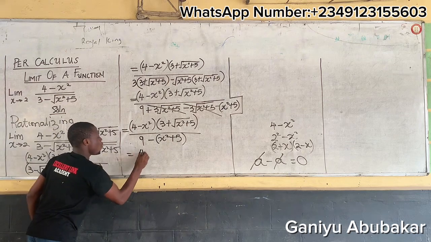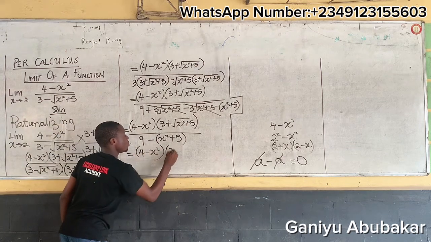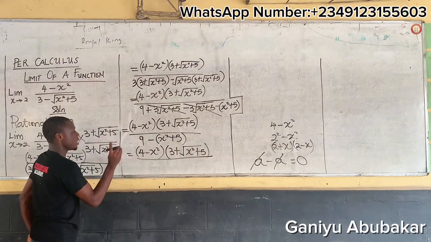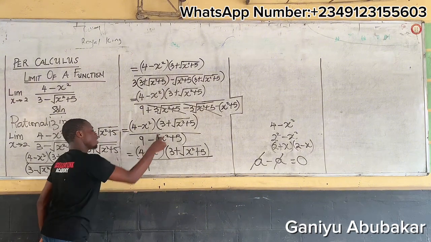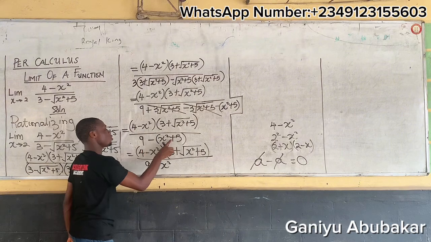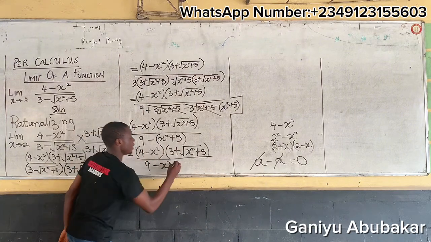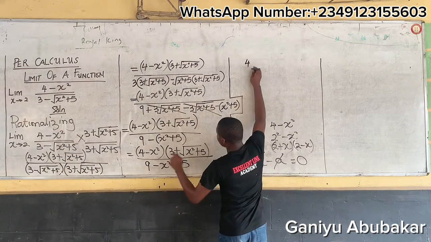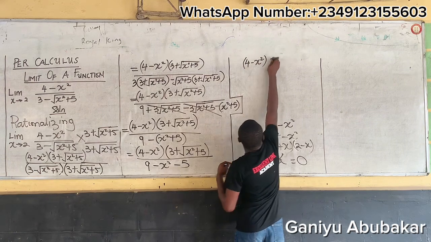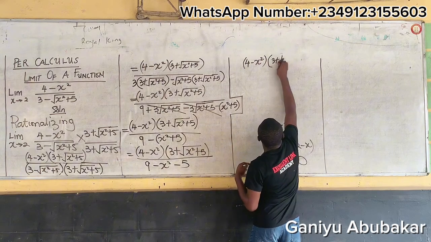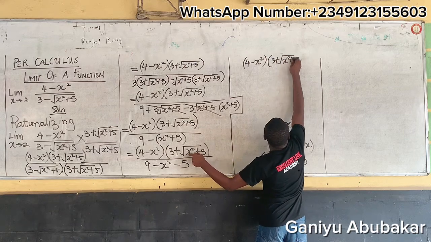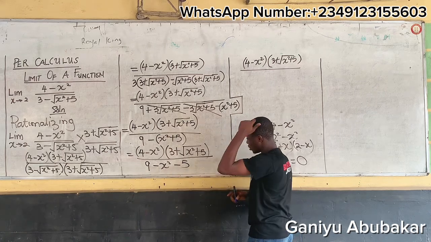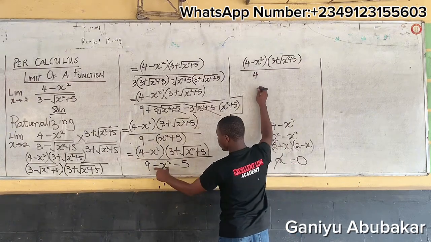From here, I'll have 4 minus x squared into 3 plus root x squared plus 5, all over. Here's the thing. This becomes 9. Minus times x squared becomes minus x squared. Minus plus is minus. I have 5 here, right? Evaluating this, I shall have 4 minus x squared into 3 plus root x squared plus 5, all over. Here's the thing. 9 minus 5 is what? That's 4, right?